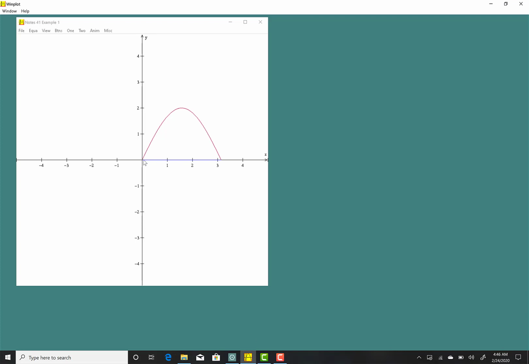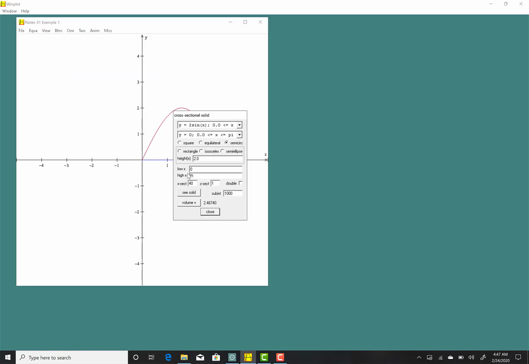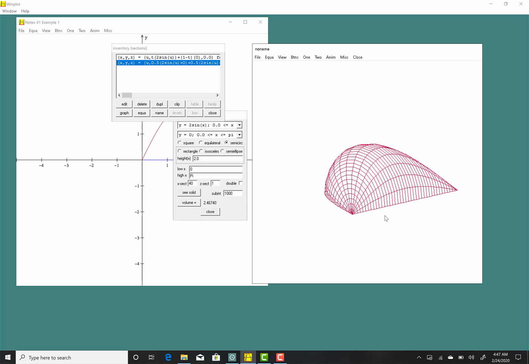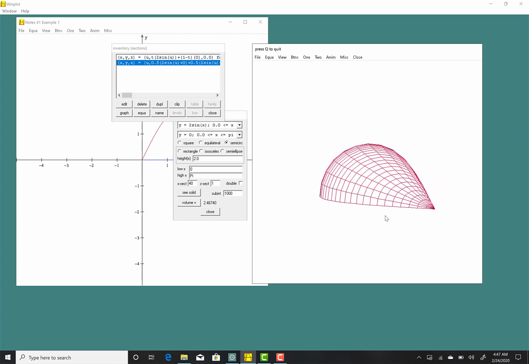All right, so here's my y equals 2 sine x, and then I have a little blue line here. I'm just going from 0 to pi, actually. In order to animate this, I think I should have it up. Do I have it up already? No, I don't. Okay, let's see. 2 sections, 0 to pi. So the volume is 2.46740. We're going to calculate that in a little bit. See, solid. At first glance, you can't really see it.